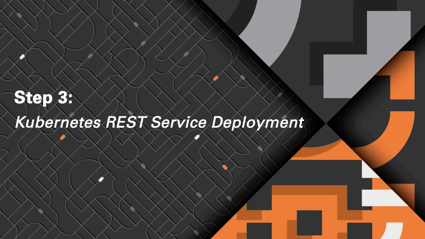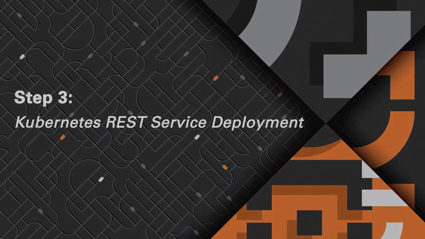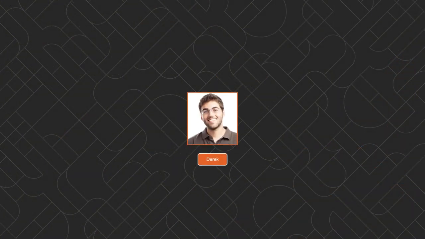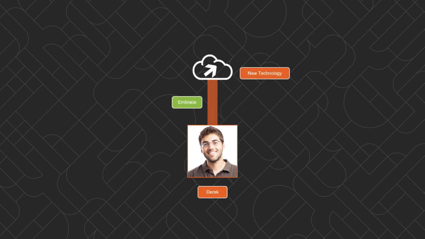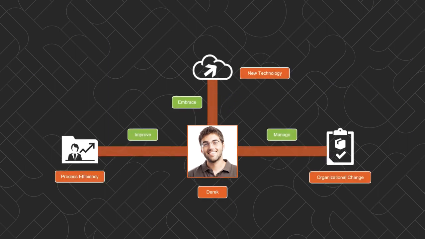The next step in Alpha Office's transformation will be a Kubernetes REST service deployment. As Alpha Office's DevOps engineer, Derek lives in a world of constant change. In his short tenure, he has done his best to embrace the DevOps revolution. He hopes to improve the process efficiency by leveraging emerging technologies and provide his staff more time to innovate.